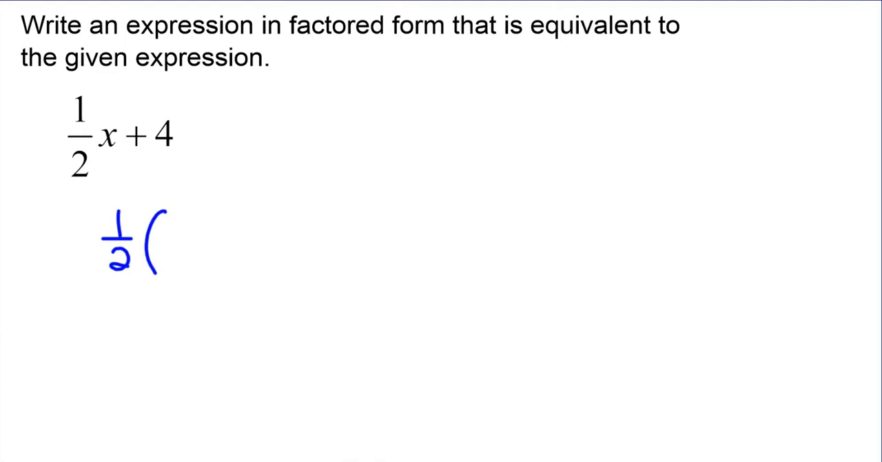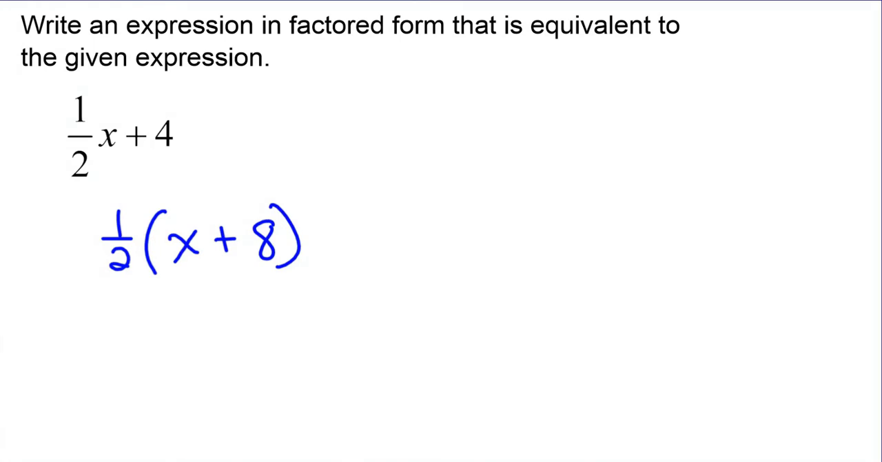If I factor out a 1/2, 1/2 times x is 1/2 x, and 1/2 times what is 4? That would be 8. So I can factor this expression if there is something that will multiply by each term to give me what I started with. So 1/2 times x plus 8 is a way to factor this expression.